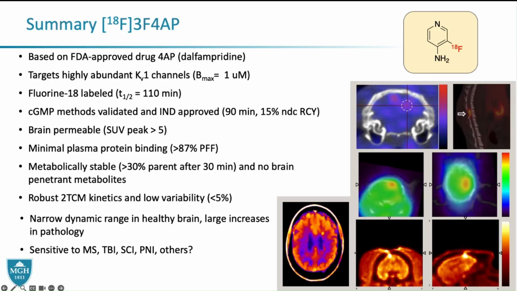It has a narrow dynamic range in the healthy brain, but it showed large increases in pathology, and it has shown sensitivity to changes in MS, TBI, spinal cord injury, and peripheral nerve injury.